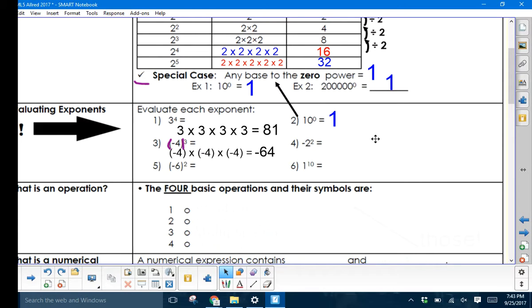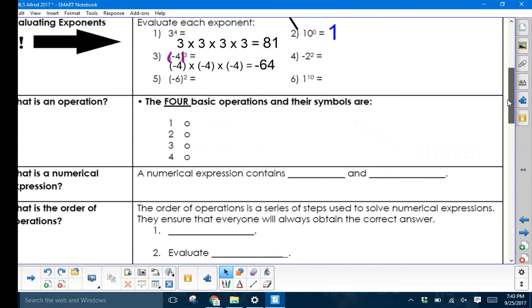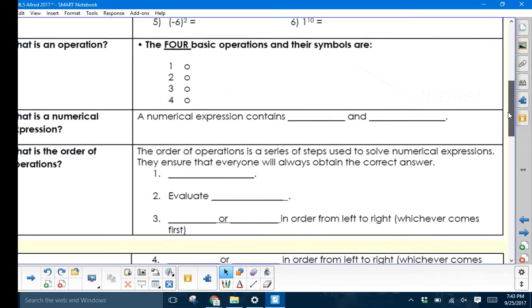Ed Puzzle is going to ask you what you got in 4, 5, and 6. Thank you for doing 4, 5, and 6. I really appreciate it. Okay?